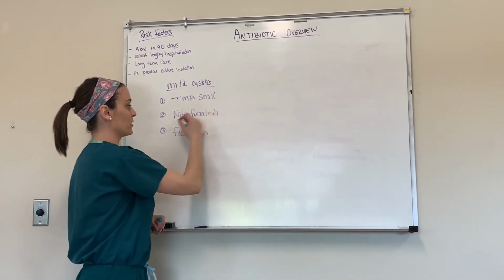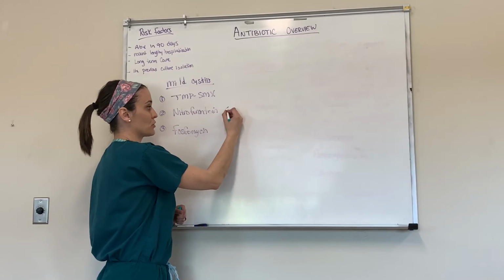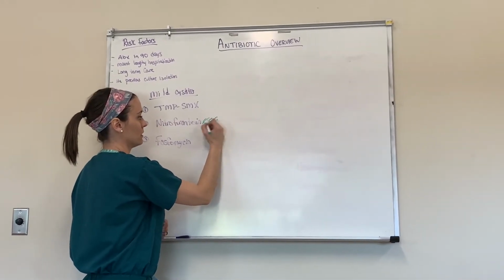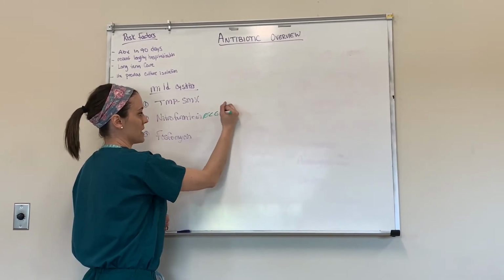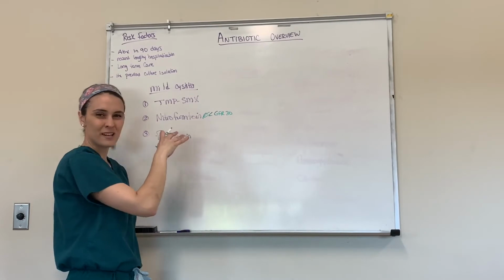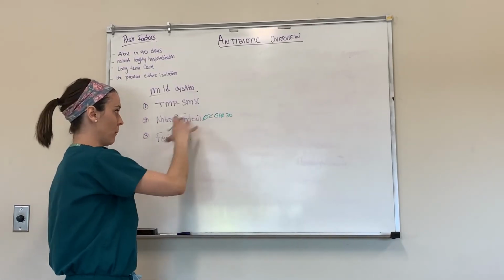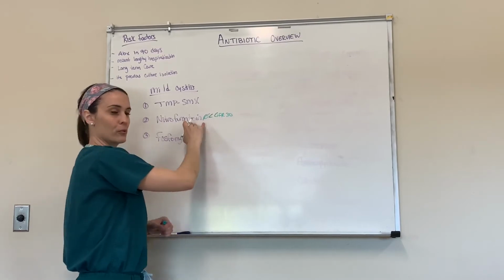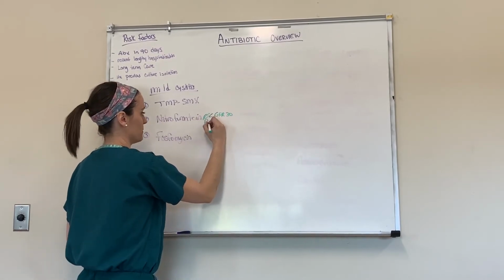Notably, nitrofurantoin is contraindicated in a GFR less than 30, so we don't want to use that for patients that have underlying bad CKD. In patients that have underlying interstitial restrictive pulmonary processes, this can also cause pulmonary fibrosis, so that's just another important side effect to be aware of.